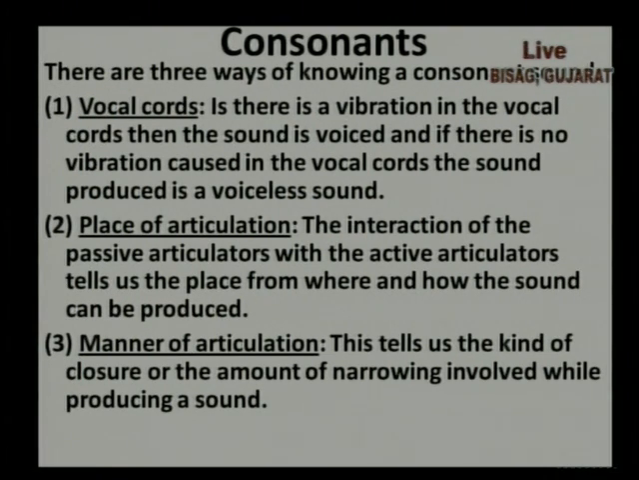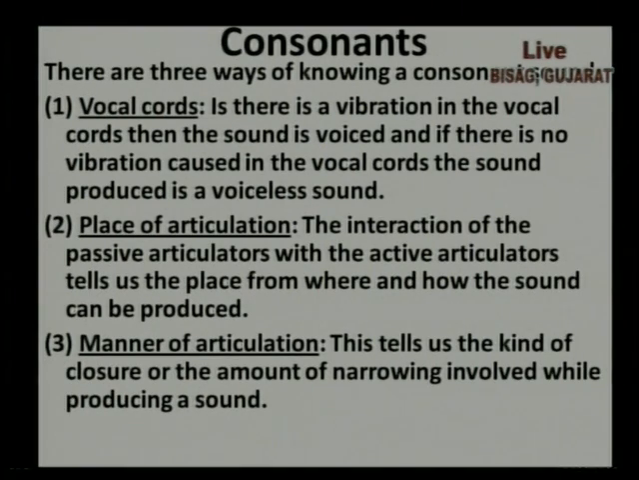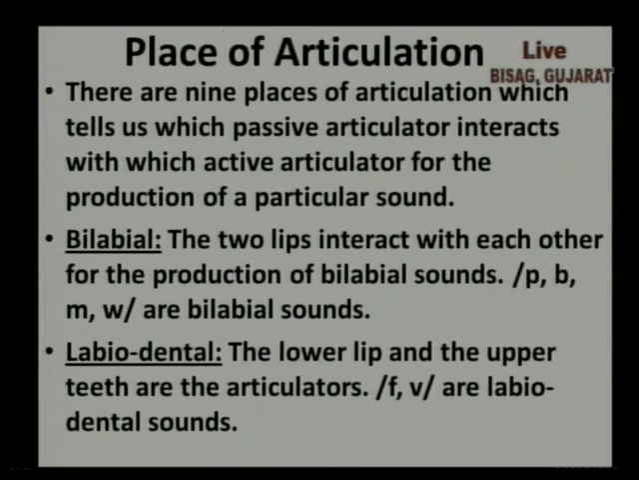So those are the consonant sounds and the different ways of how a consonant sound is produced. Just in brief, let's recap how a consonant sound is produced. First of all, you need to know whether the sound is a voiced sound or a voiceless sound, and that is known through the vocal cords. Then you deal with the place of articulation, from where the sound is produced, and then the manner of articulation, how the sound is produced.